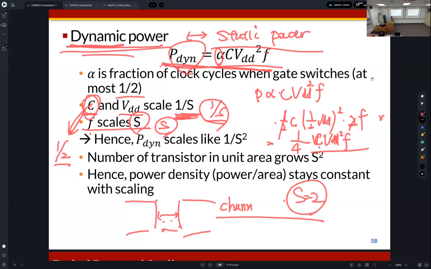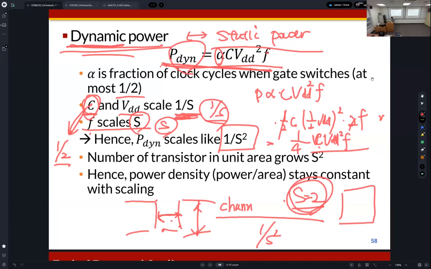Okay, so it means that power becomes 1 over S squared of the original power, right? By this equation. And if S is the scaling factor, so it's the distance of the channel, then the transistor size is reduced. Then we just fabricate this transistor on the plane. So the distance is reduced, and then this can also be reduced. Okay? So the size of the circuit can also be reduced by 1 over S squared. Right? Because it's a 2D dimension, right?